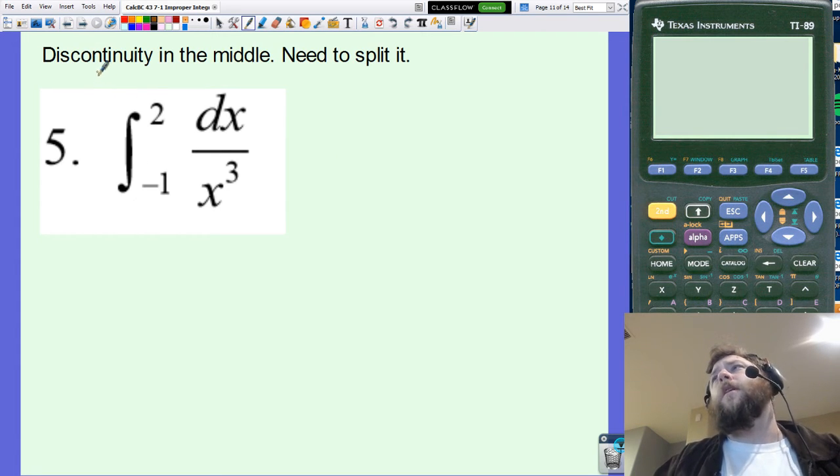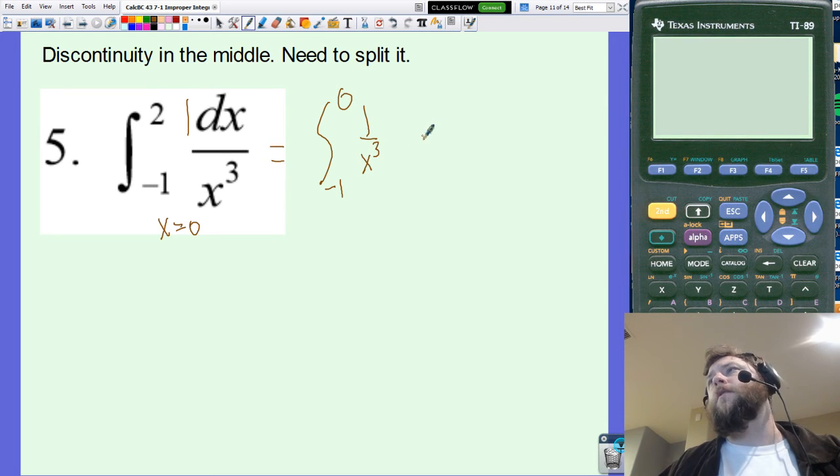Okay, so sometimes we have a discontinuity in the middle, and so we need to split the problem. So take this example, -1 to 2 of 1 over x cubed. Well, at x equals 0, you have an asymptote if you were to graph this. So what we're going to do is split this up into two integrals. Go -1 to 0 of 1 over x cubed, and then plus the integral from 0 to 2 of 1 over x cubed.